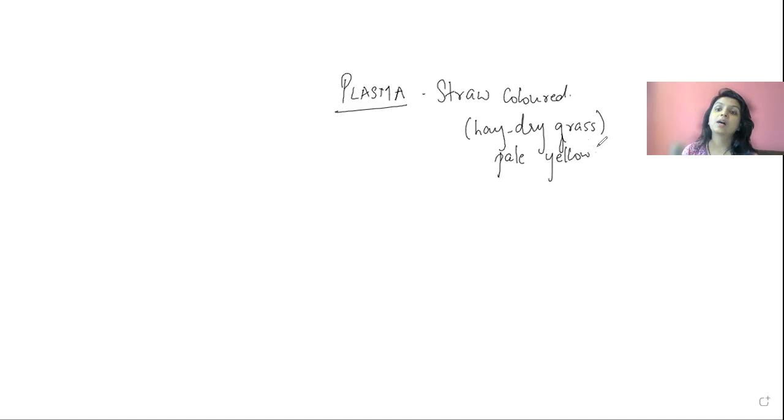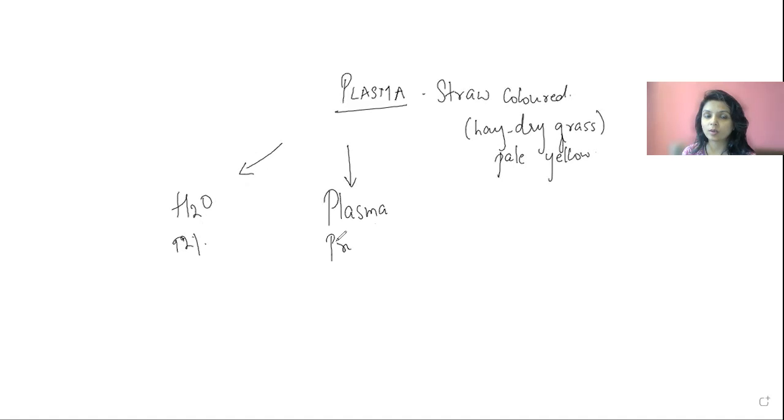Now, when we look at the components of plasma, remember the major component of plasma is going to be what? Water, which makes up around 92% of the total plasma. The next is nothing but the proteins present in it. Those are plasma proteins, which make up 7% of the whole plasma.